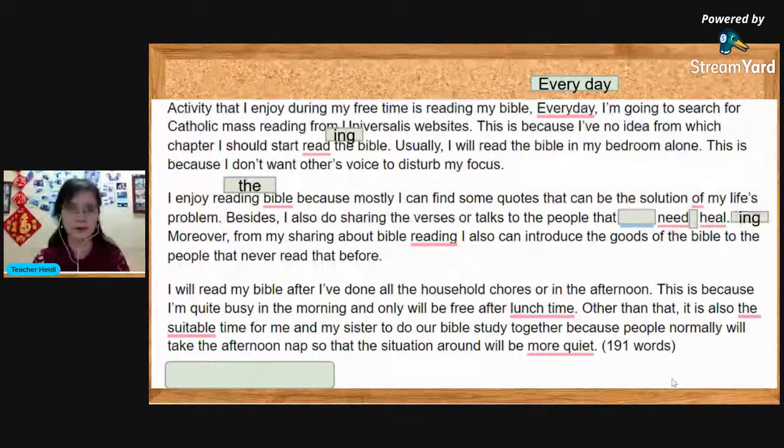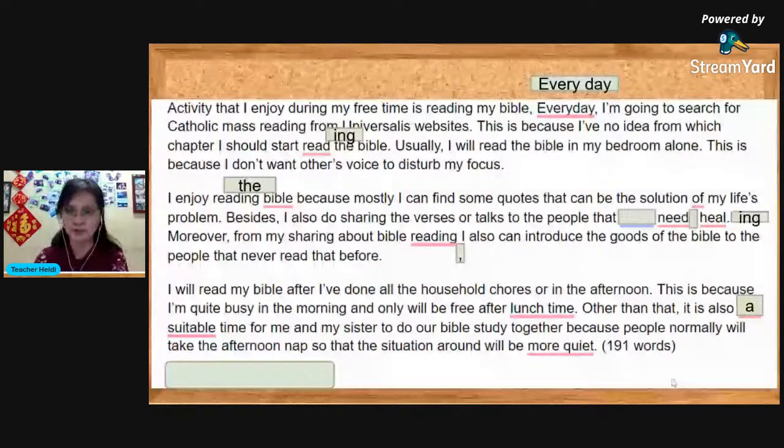Okay, the next one. "Moreover, from my sharing about Bible reading, I also can introduce the goods of the Bible." All right. Okay, you can put a comma. "I can also introduce the good of the Bible to the people that never read that before." All right. Okay, introduce the good. I think, okay, the choice of words.